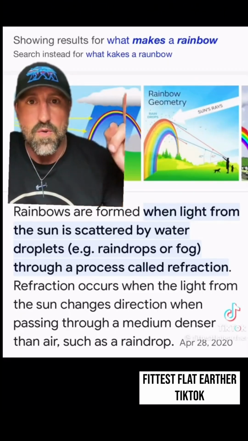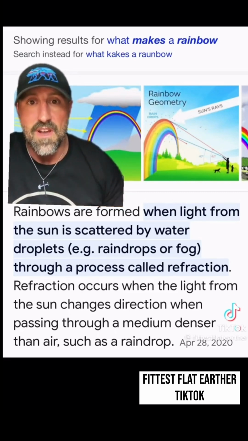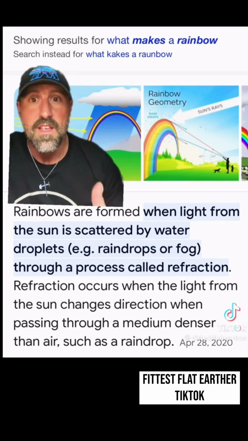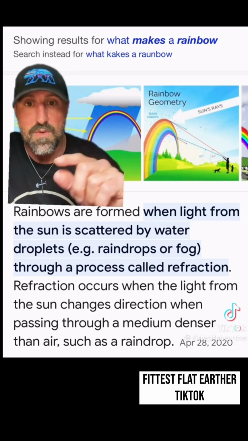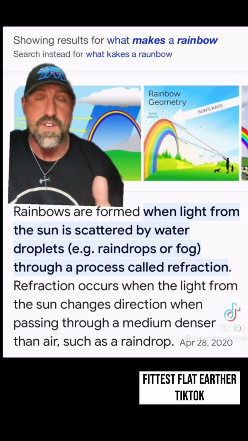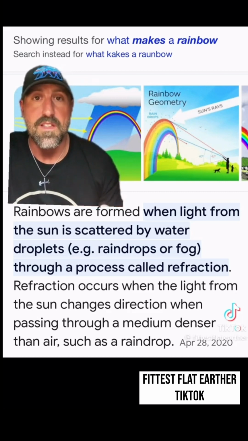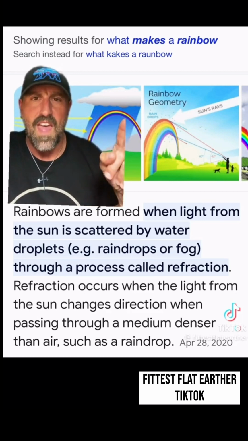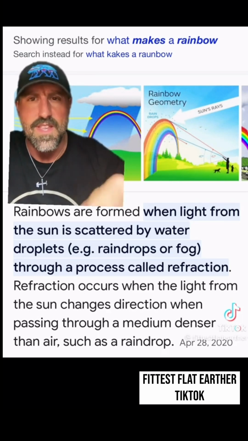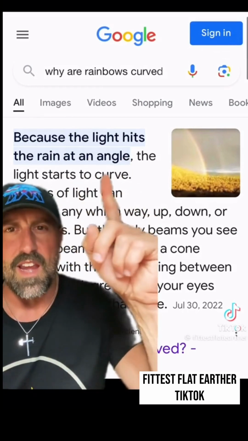First, let's ask the Google machine what makes a rainbow. Rainbows are formed when light from the sun is scattered by water droplets or fog through a process called refraction. Refraction occurs when the light of the sun changes direction when passing through a medium denser than air, such as a raindrop. Okay, I could understand that. It makes sense. But why is it curved? Let's see what they say about that. Well, Google says because the light hits the rain at an angle.